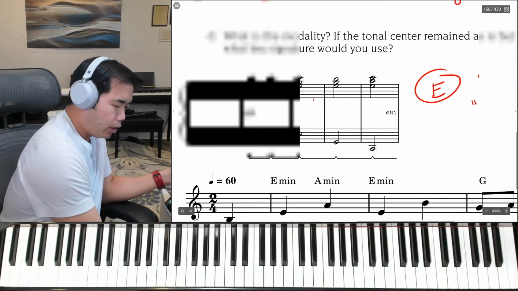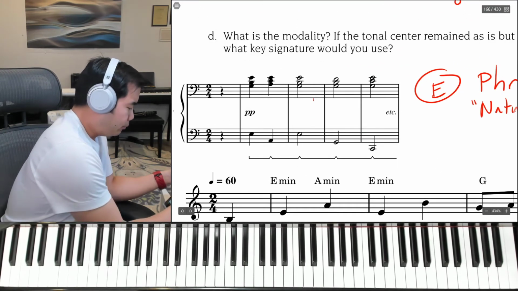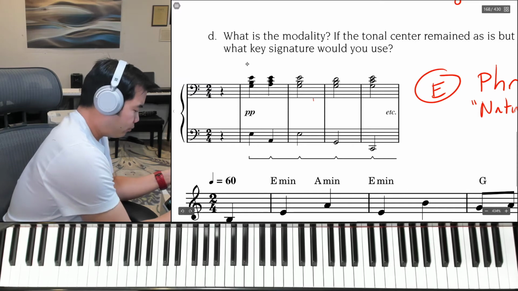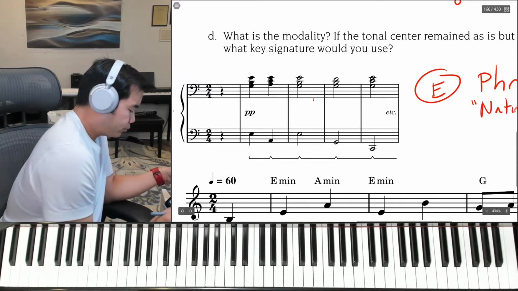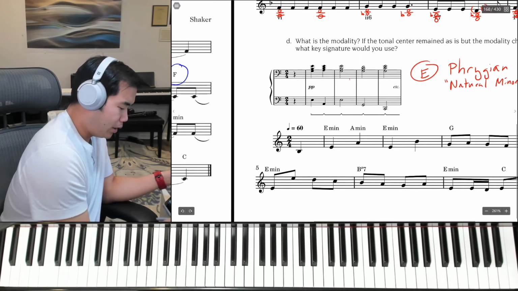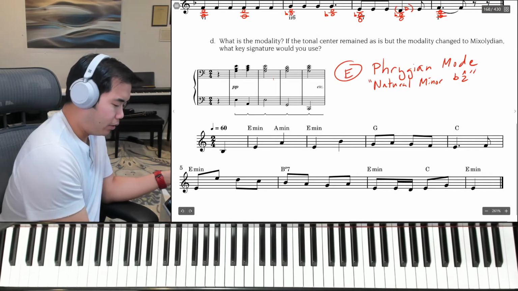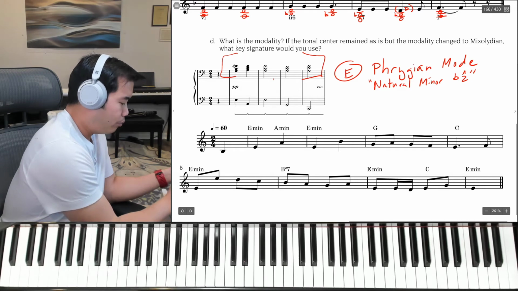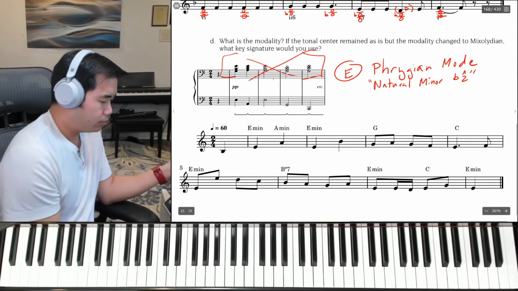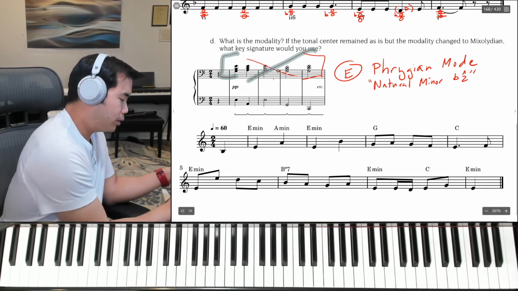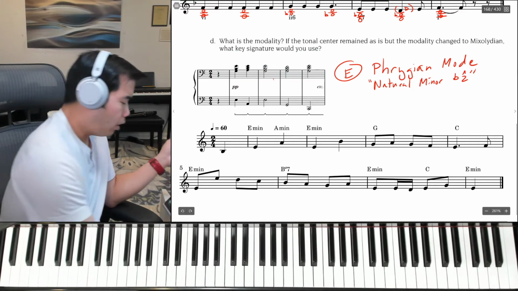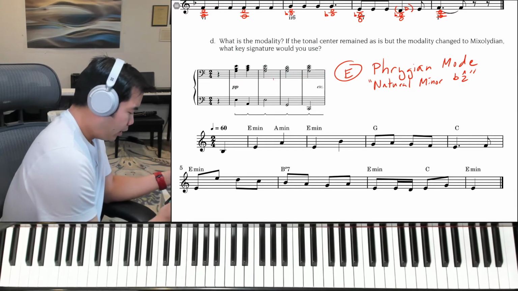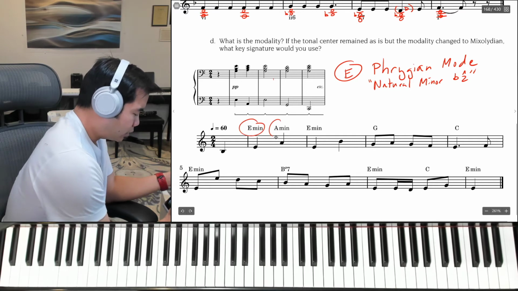So now that we know our modality and tonality, we just identify the chords here. So we have E minor, they give us the chords E minor, A minor, E minor, G, C, E minor. They gave us a starting point here, but you don't have to use this. If you want to use this, you're welcome to. Okay? All you have to do, it's very easy, is play the triads relating to these.